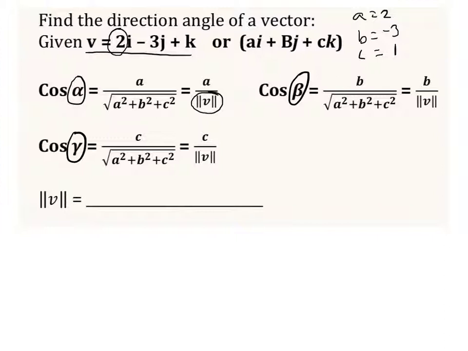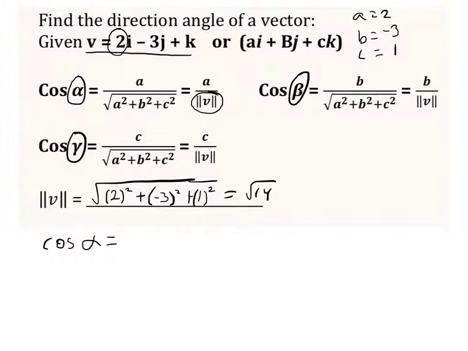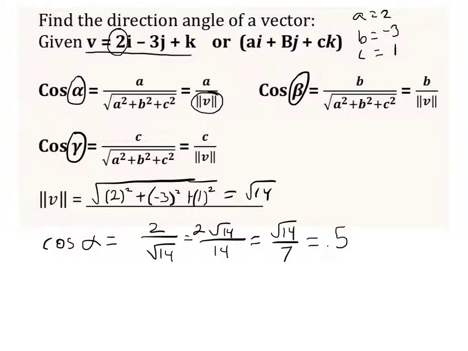So first I'm going to find my magnitude, and my magnitude for this guy is 2 squared plus negative 3 squared plus 1 squared, okay, which is going to be square root of 14. All right. So for cosine of alpha, we're going to have cosine of alpha equals a, which is 2, over root 14, or 2 root 14 over 14, which is the same as root 14 over 7, okay? Which is roughly 0.54, rounding up, okay? 0.54.